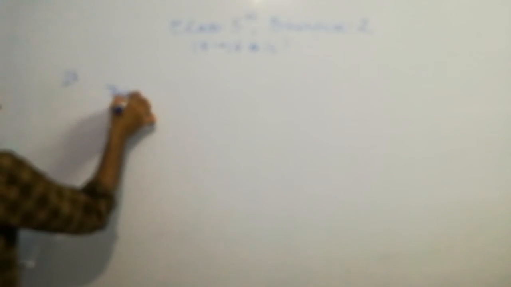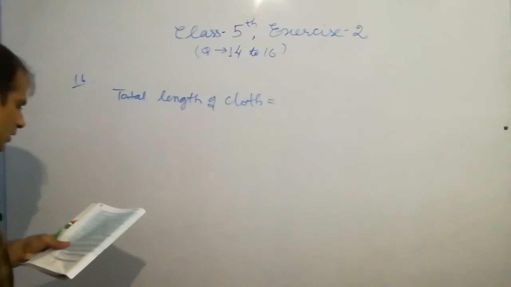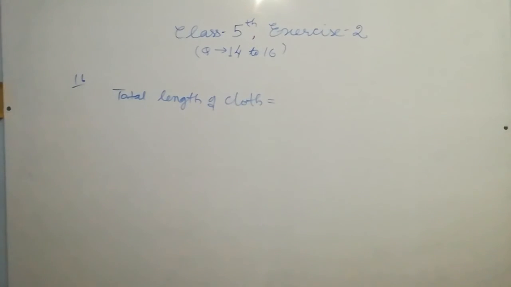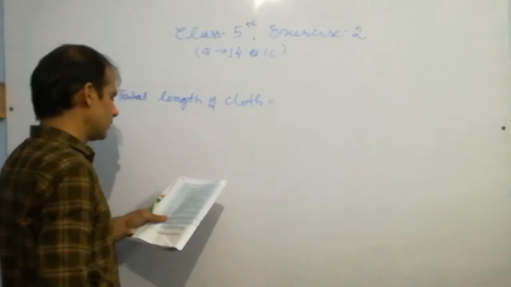Okay, see, 3 curtains. Just write the answer directly. Total length of cloth is, so given 125 meter cloth is required to make 3 curtains and 286 required to make 5 canopy. So total length means we have to perform addition.